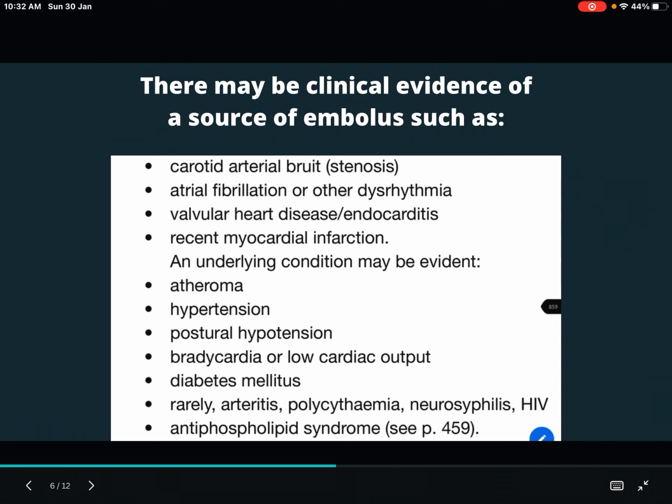So you can make the diagnosis only based on the description, because you can't witness an attack. And you have to see whether there are any recent episodes of atrial fibrillation or myocardial infarction, or any underlying conditions, like these risk factors: hypertension, atheroma, diabetes mellitus. You have to see whether any such conditions are present or not.